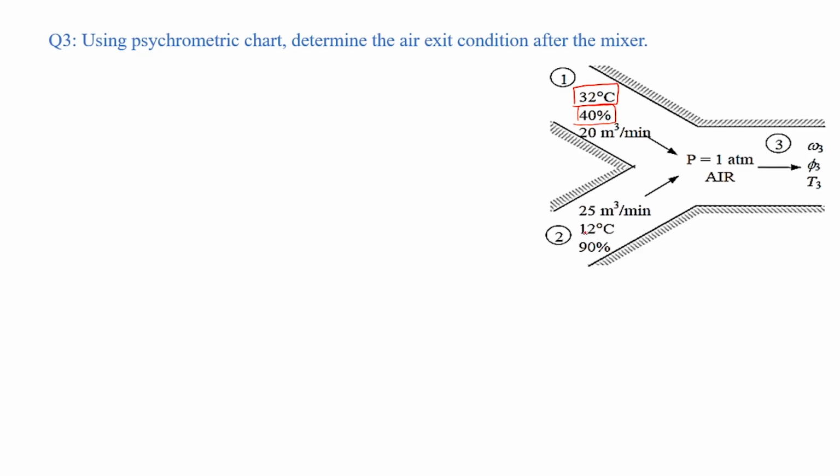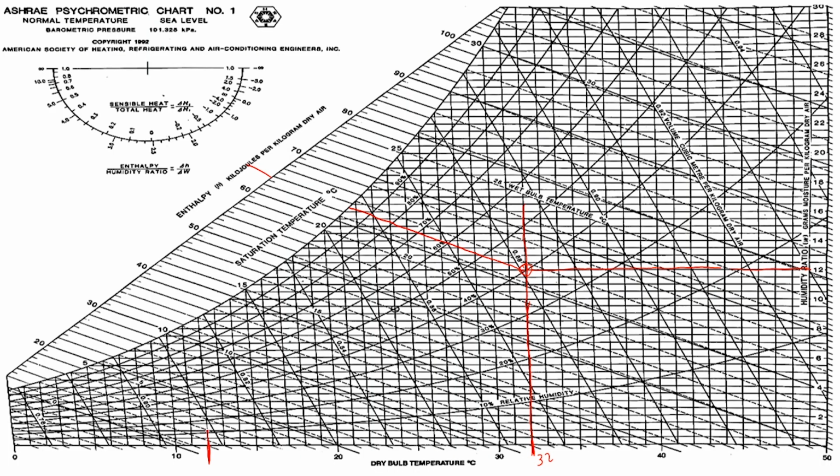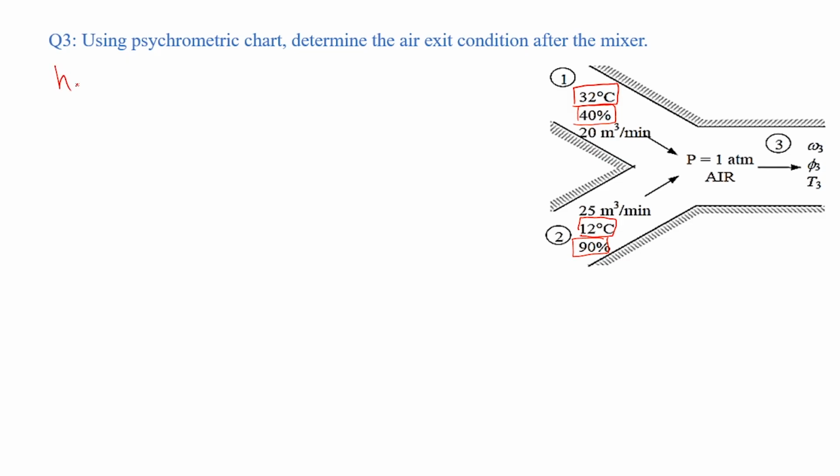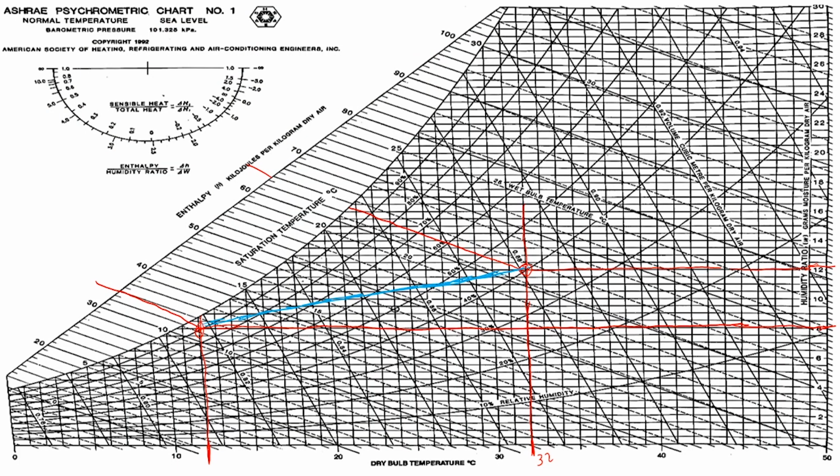So point 2 is at dry bulb of 12 degrees Celsius and 90% relative humidity. So this is the dry bulb line crossing with 90%. So we draw the mixing line between the 2 points. So the mixer outlet should be a point on this line. So from the psychrometric chart, we found H value and omega for point 1. Also, we need the specific volume. So this is the line for specific volume.